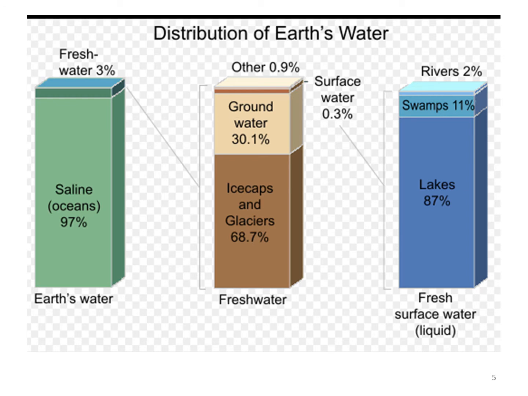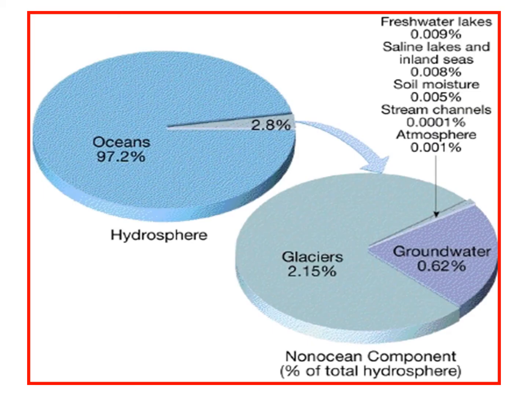Now if you see this surface water, which is 0.3%, out of this we have lakes 87%, swamps about 11%, rivers about 2%. So this is the whole scenario which is very clearly described in this picture. Please go through it again and try to grasp and understand where our water resources exist.